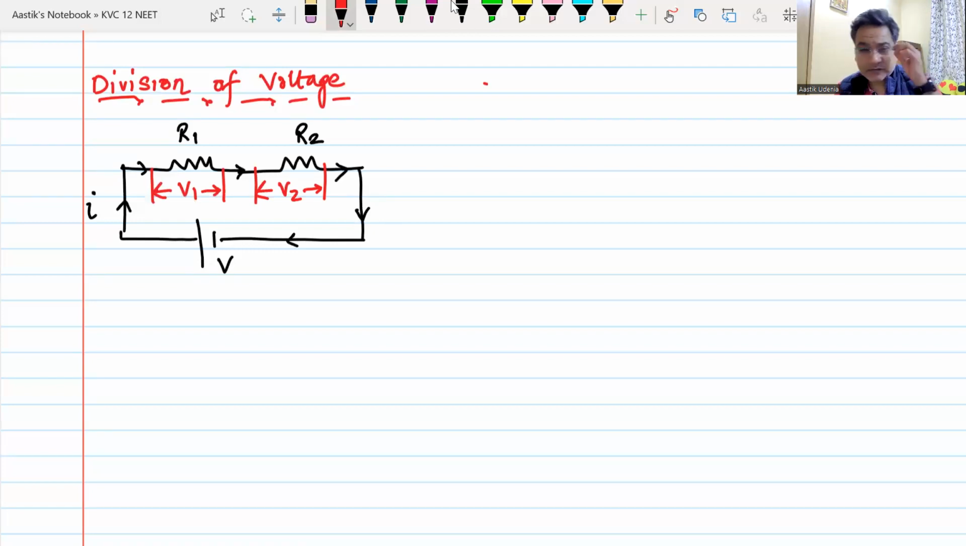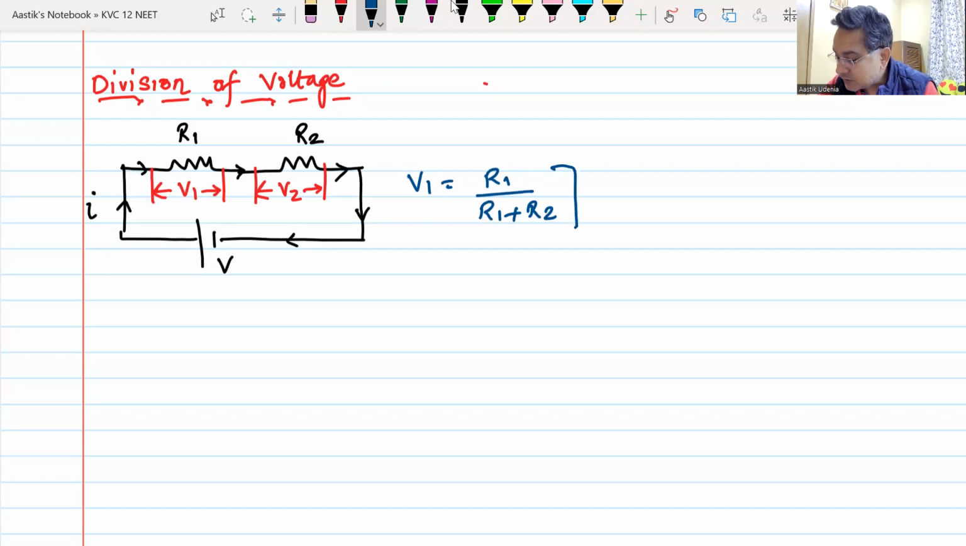Now, the formula for finding out the voltage drop is you will find out the current and then multiply it by R1. You can just remember this so that you can do the questions quickly. Voltage drop V1 will be equal to R1 divided by R1 plus R2, and you just multiply this entire thing by the voltage V. Or basically, this voltage drop V1 is directly proportional to R1. The resistor which has more resistance will have more potential drop. Do we understand this?